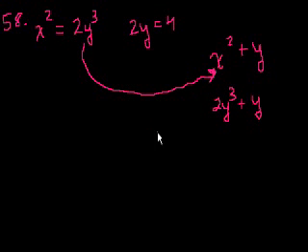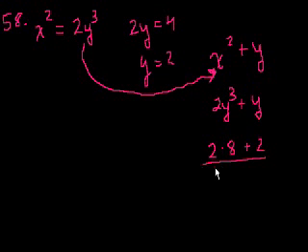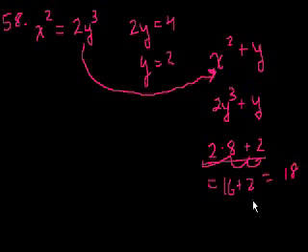Using this information and that information. And they tell us 2y is equal to 4. We'll just divide both sides by 2. You get y is equal to 2. So let's substitute that into this. So 2, what's 2 to the third power? Well, it's 8. So that equals 16 plus 2, which is equal to 18, which is choice E.